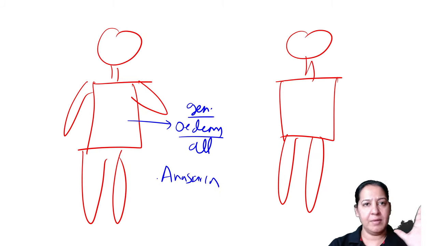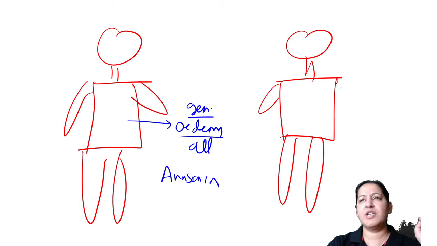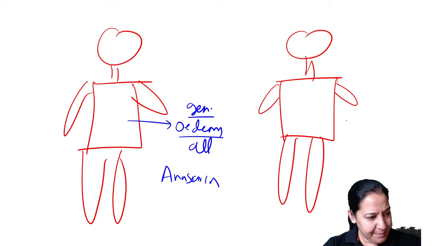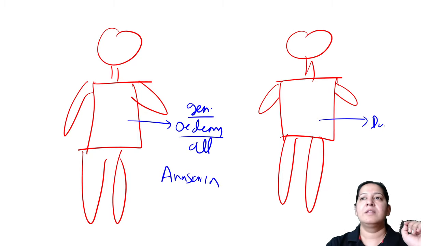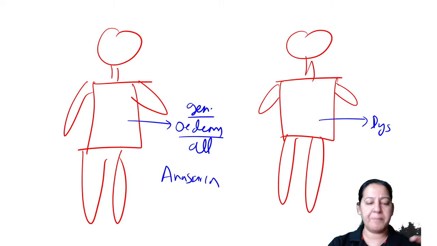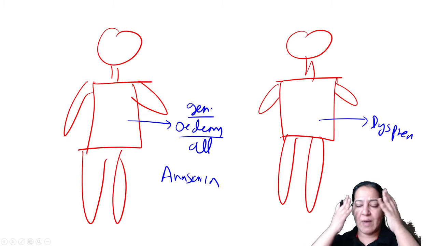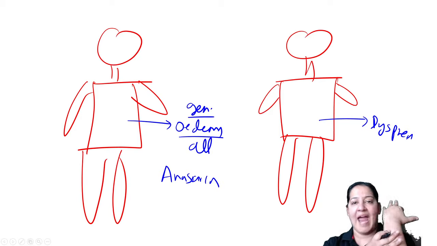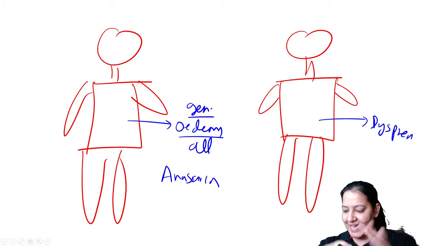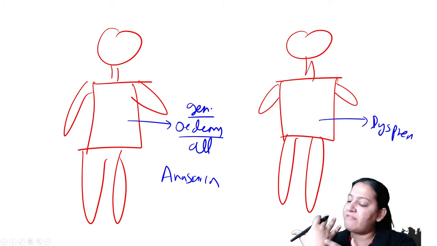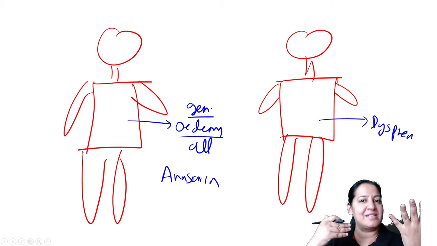Give me a thumbs up. This is my first patient. Second patient. My second patient is not complaining of edema. My second patient is giving the complaint of dyspnea. This patient can't breathe. This patient has a problem in breathing. Dyspnea. Because if I'm having swelling somewhere externally, on the face, on the hands, on the limbs, on the feet, I can see it. And I will go to the doctor and say, doctor, I'm having swelling here, here, here. It is external. It is visible.